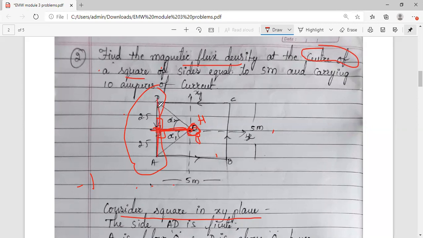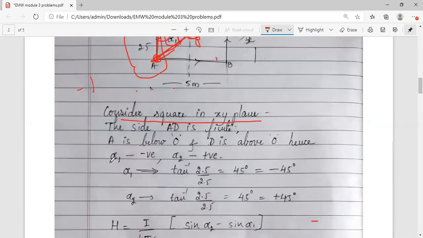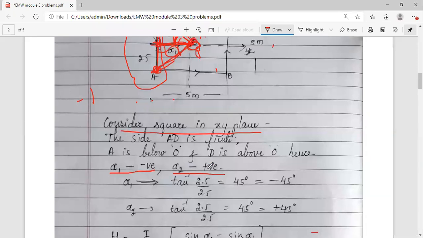This is your finite length conductor, with one end at point A and the other end at point D. If you connect point A and this center, the angle measured, alpha 1, is negative, and if you connect point D and this center point, the angle measured is positive. So alpha 1 is negative, alpha 2 is positive. Now how to find these alphas?